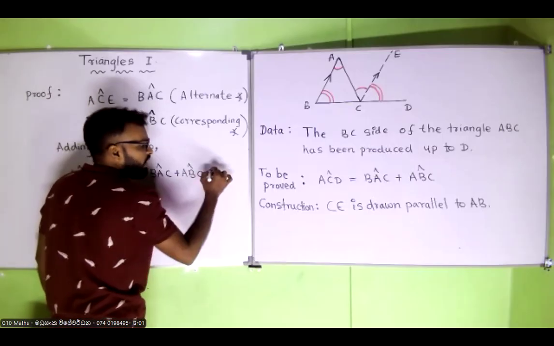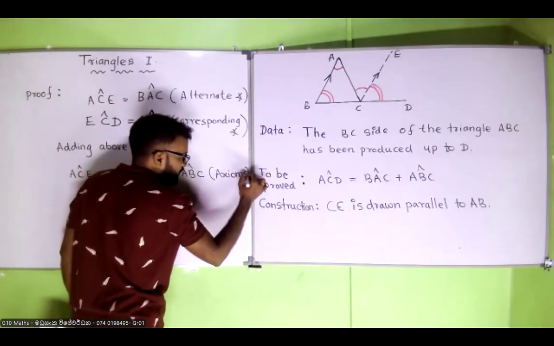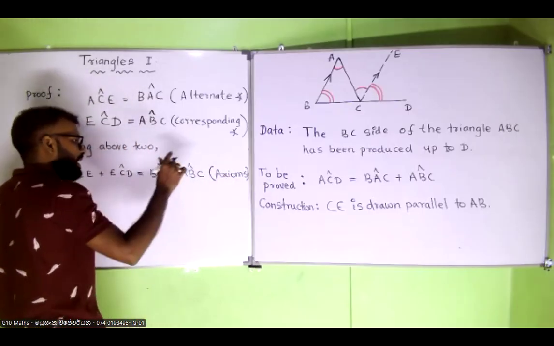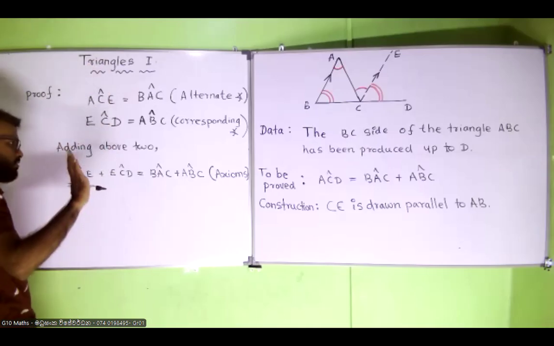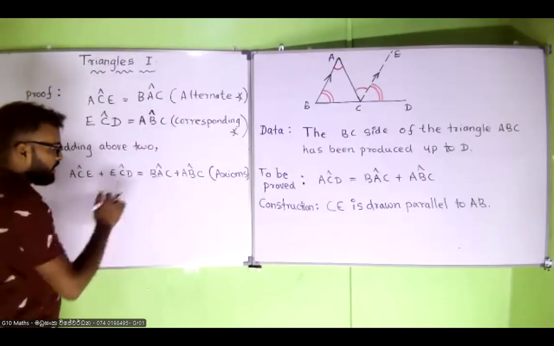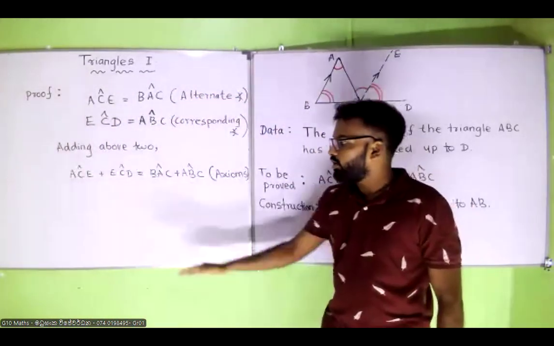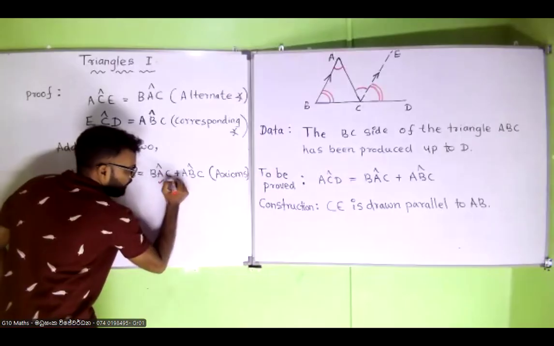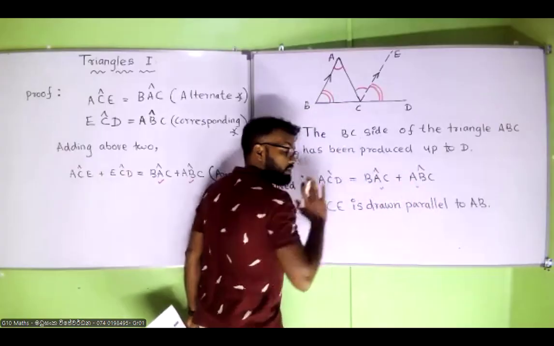What is the reason? Axioms. We have used axioms to add these two. I have added my left hand side, ACE plus ECD, and my right hand side, BAC plus ABC. Done. If you pay attention to the right hand side of this equation, BAC plus ABC, this is what is to be proved.